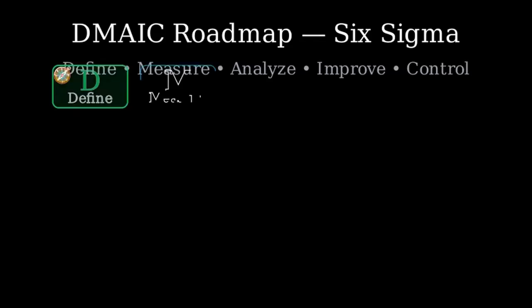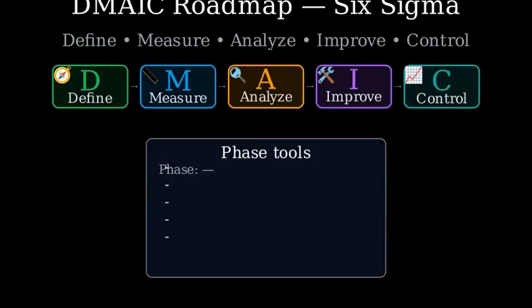In this video, we will learn the DMAIC method: define, measure, analyze, improve, and control. This is the classic Six Sigma problem-solving roadmap used to reduce defects and improve processes. Here's the full DMAIC roadmap. We'll highlight each phase and show the most common tools used in that phase. Keeping a single structured dashboard like this also prevents any on-screen text from overlapping.